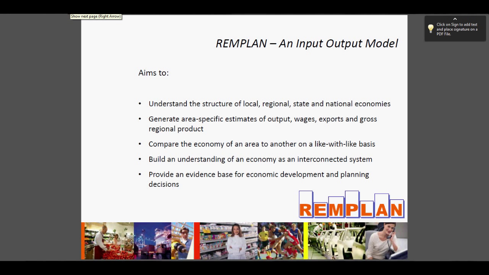And all of this is providing that evidence base for economic development and planning decisions.